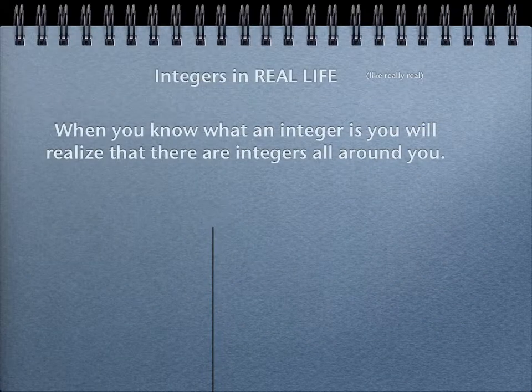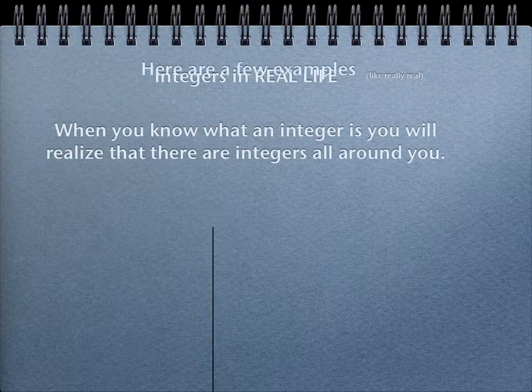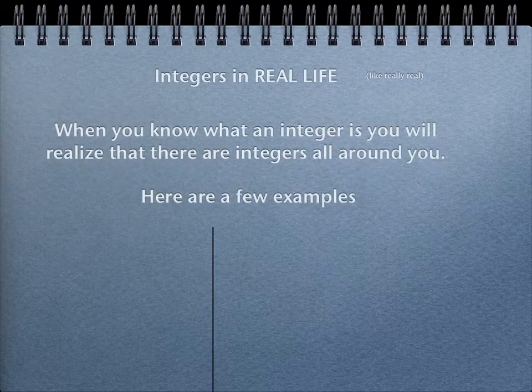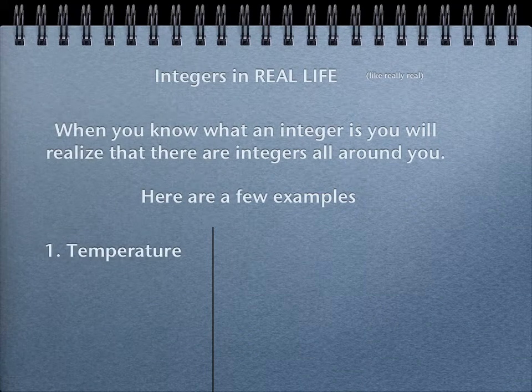Integers in real life. When you understand what an integer is, you will realize that there are integers all around you. Here are a few examples. Temperature. For example, 16 Celsius or negative 13 Celsius.